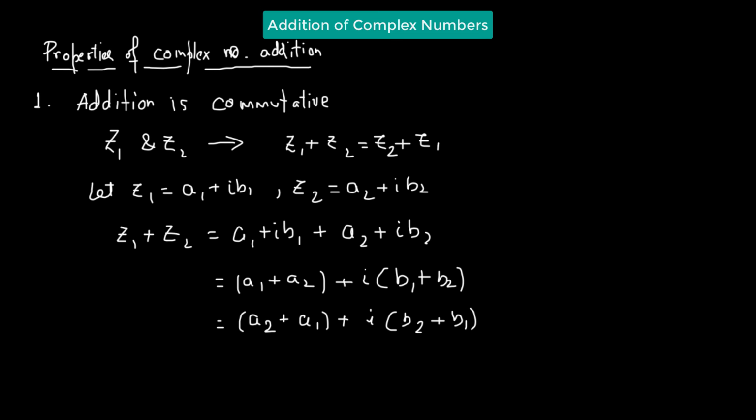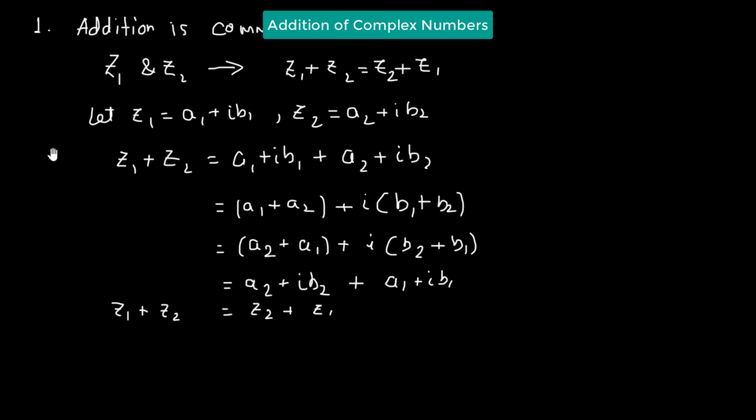Now we are going to separate this value, so we rewrite it as a2 plus I times b2 plus a1 plus I times b1, and a2 plus I times b2 is simply z2 plus z1. So that means that given two complex numbers, when we add them, they are commutative. Let's go to the next one, where addition is associative.